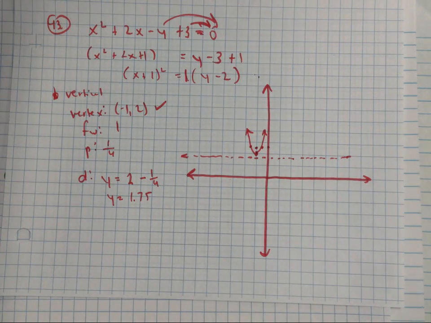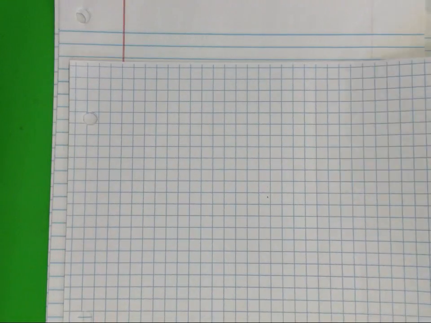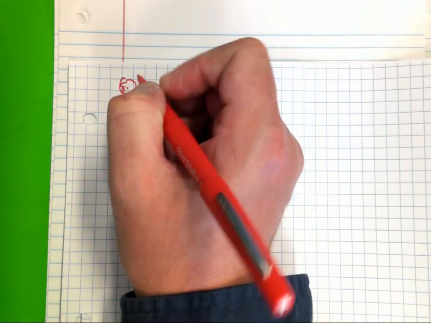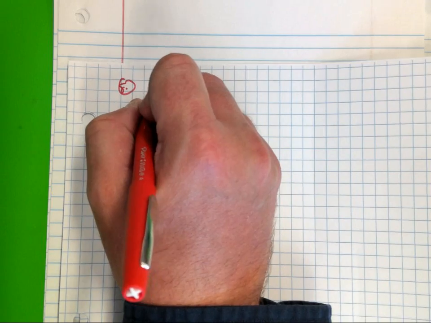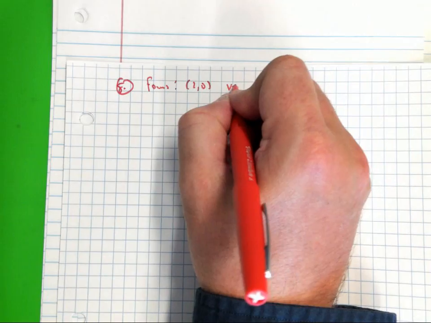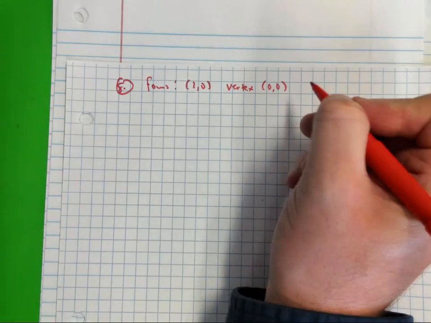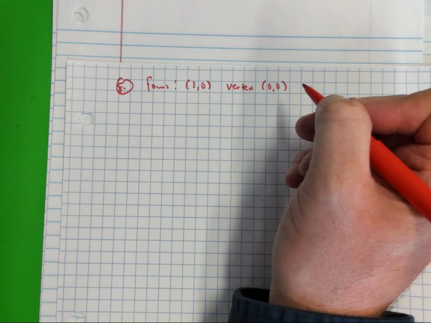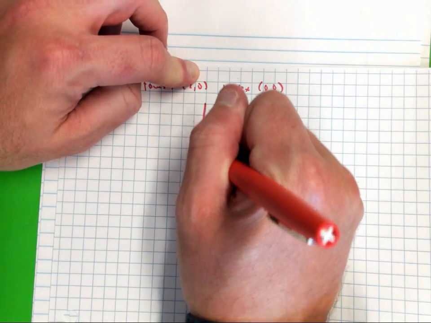Alright, now I want you to turn to page 8 in your notebook, and we're going to look at a few examples. Alright, let's look at number 8. We want to write an equation for this parabola, and we know that the focus is 2, 0, and the vertex is 0, 0. Okay? So let's graph it just to see what's going on.